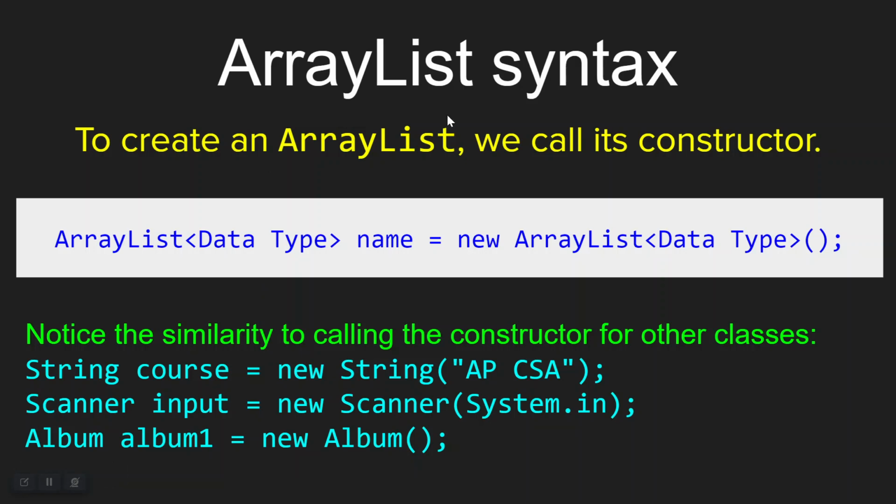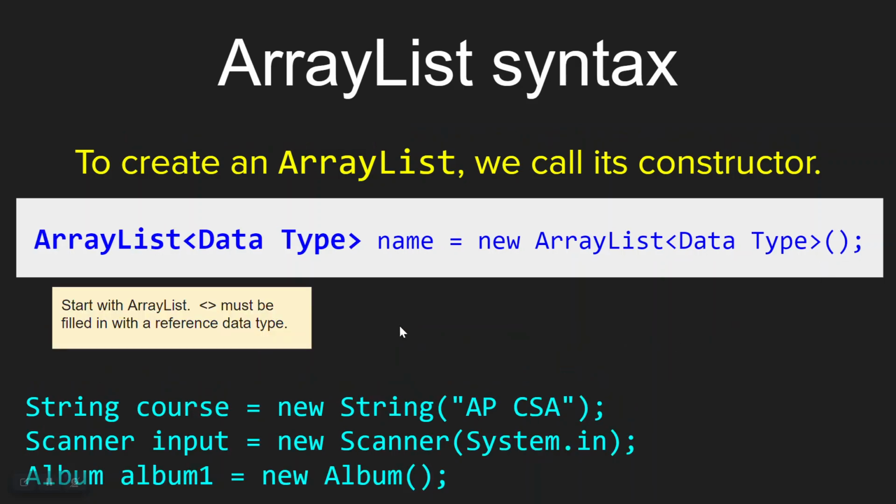So to create an array list, the syntax is very similar. You say ArrayList with the data type in between these angle brackets. Then you have to give it a name, equals new, and then ArrayList with the data type again in between these angle brackets. And then the parentheses go on the end, just like parentheses always go on the end when you're calling a method, and then your semicolon.